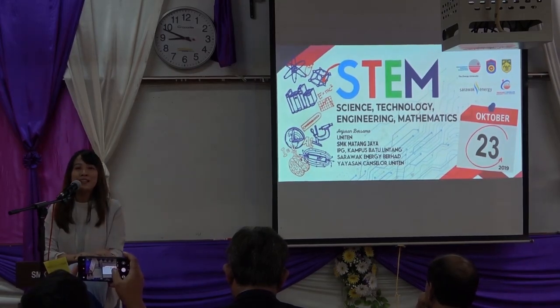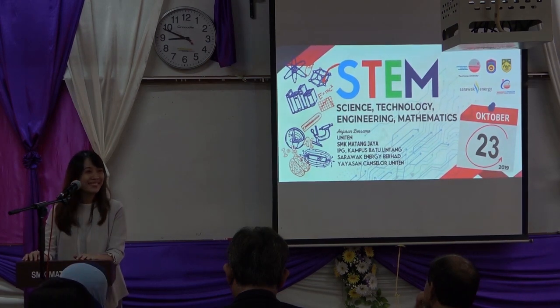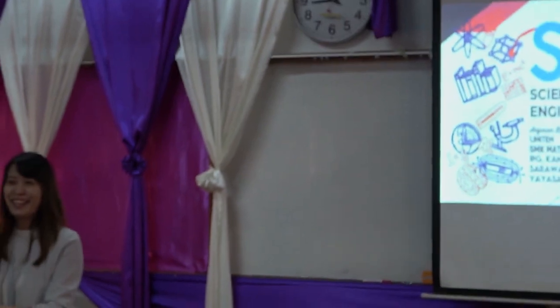Can anyone make a guess how near is my house? How near? 1 km. Any more guesses? Yes, walking distance. Yes. So my house, you cannot imagine that. My house is actually one fence away from SMK Greenwood. SMK Greenwood is just behind my house. So imagine how near that is. If I walk to the school, it's only 1 minute. Walking distance, 1 minute. That's why I went to SMK Greenwood.